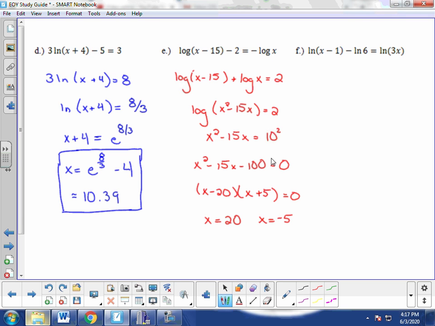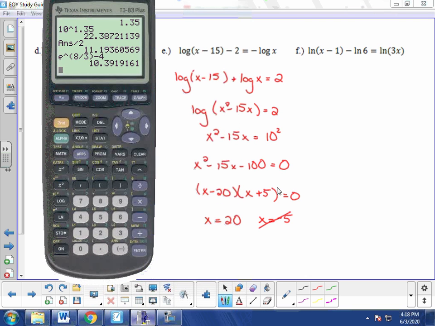Now, we do have to double check this. Remember, logarithms cannot have a negative value as an input value. So if I were to take negative 5 and substitute it in here for x, this would be a negative input value for the logarithm, and so x equals negative 5 is actually an extraneous solution. So we need to double check these solutions because we created a quadratic equation. We can eliminate negative 5 right off of the bat because we know that this is a logarithm, so it cannot have a negative input value.